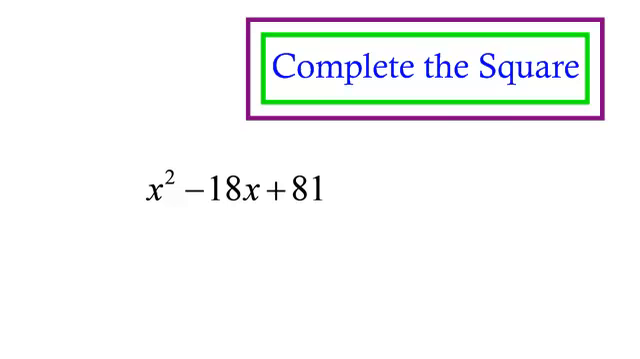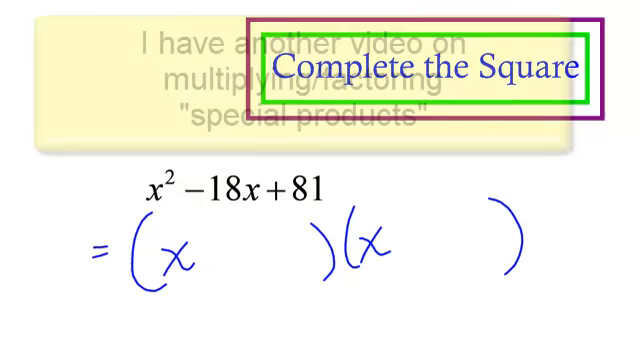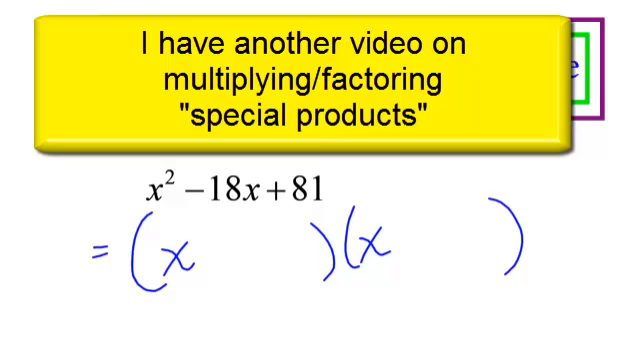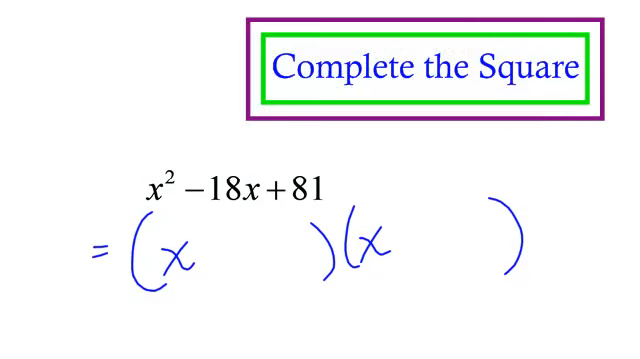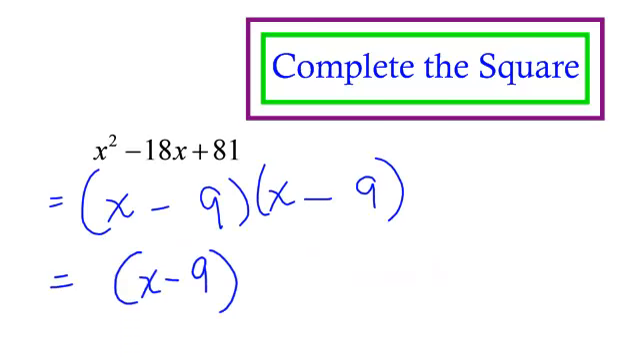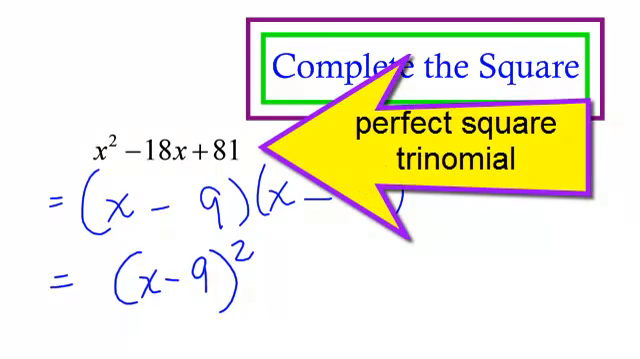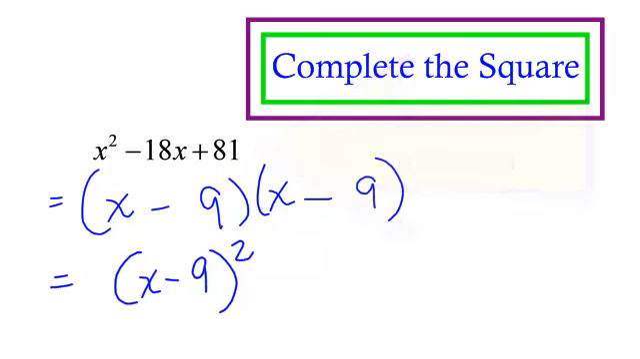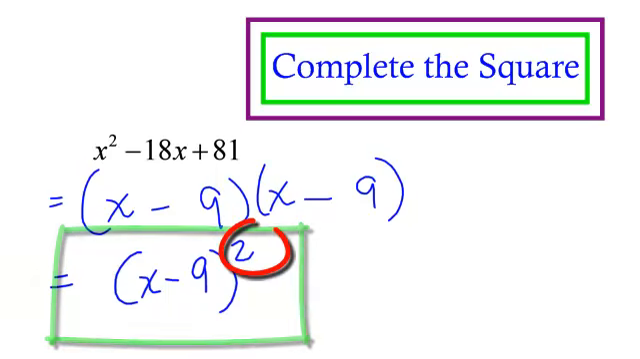Okay, we have another trinomial. X squared minus 18x plus 81. Now when I factor this, to get x squared, you should know that I need x times x. Remember, I have a factoring video on factoring special products. 81, I will use 9 times 9 in this case. Now, I do not want a positive middle term, I want a negative. So I have x minus 9 times x minus 9, which is x minus 9 squared. So x squared minus 18x plus 81 is another perfect trinomial. The reason it's perfect is because when I factor it, I do get a binomial squared.